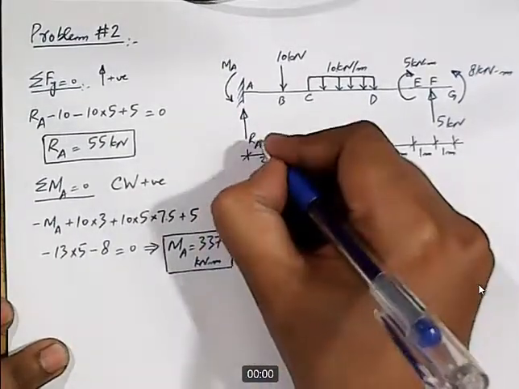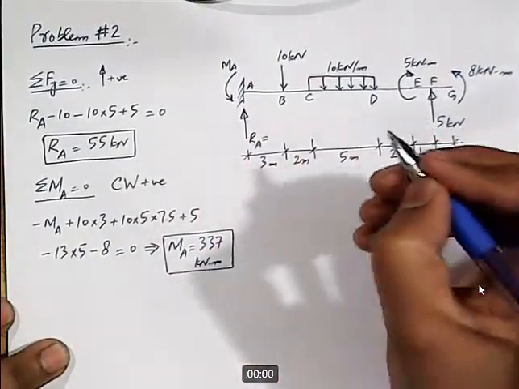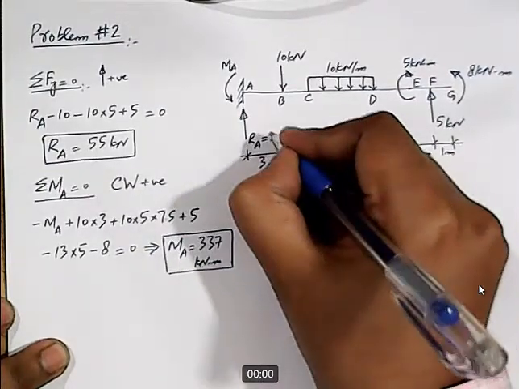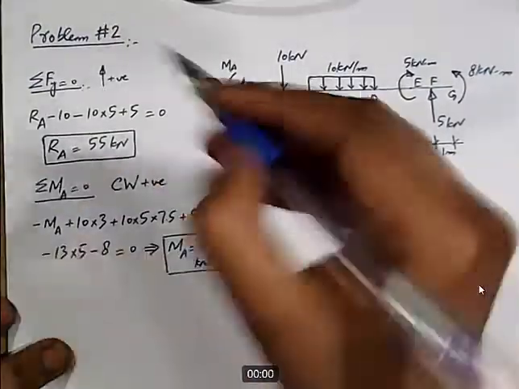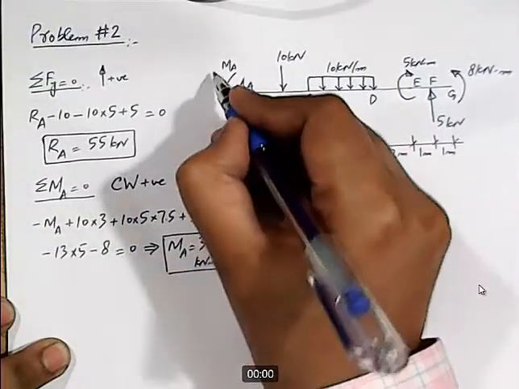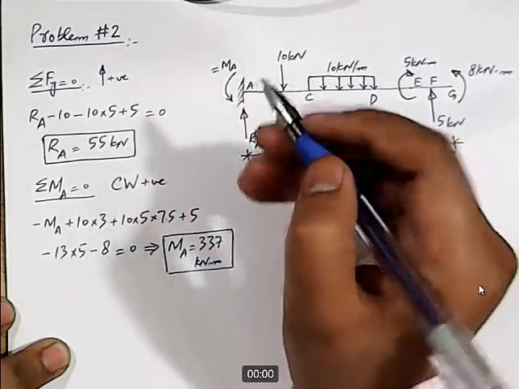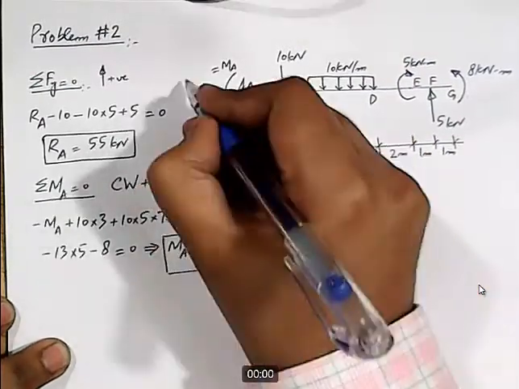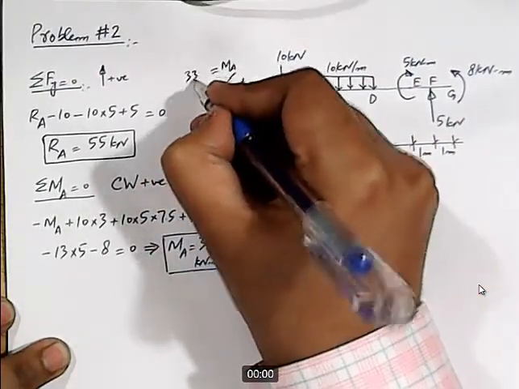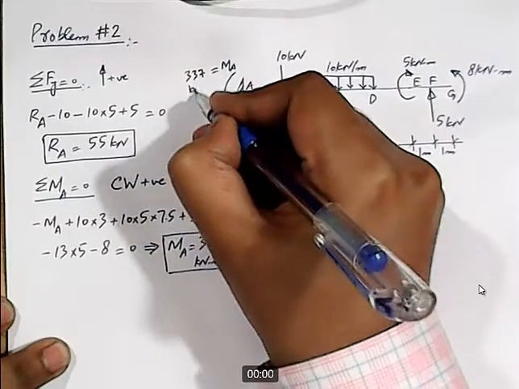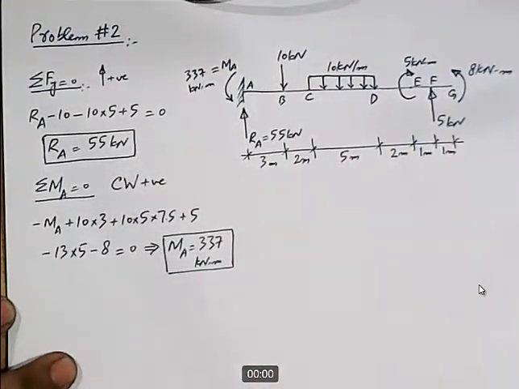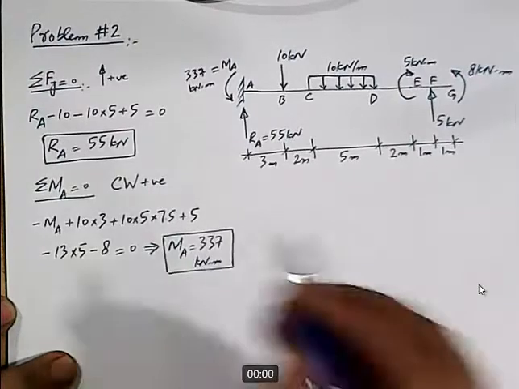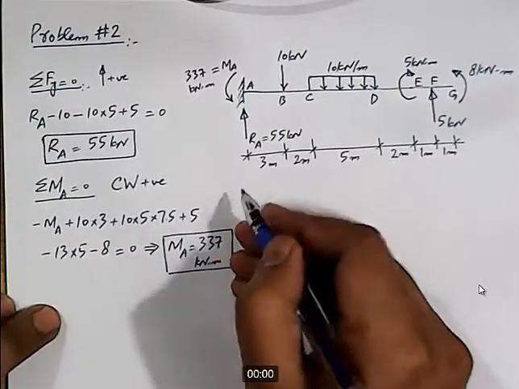On the same diagram, we will just write down the magnitude of these reactions. RA is 55 kilonewton and MA, you can write it down on this side, 337 kilonewton meter. Now we will draw the guidelines for the plotting of SFD and BMD.